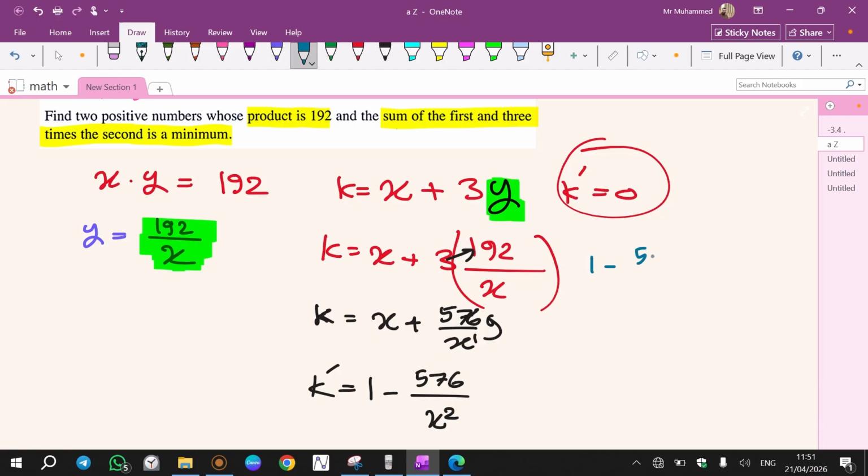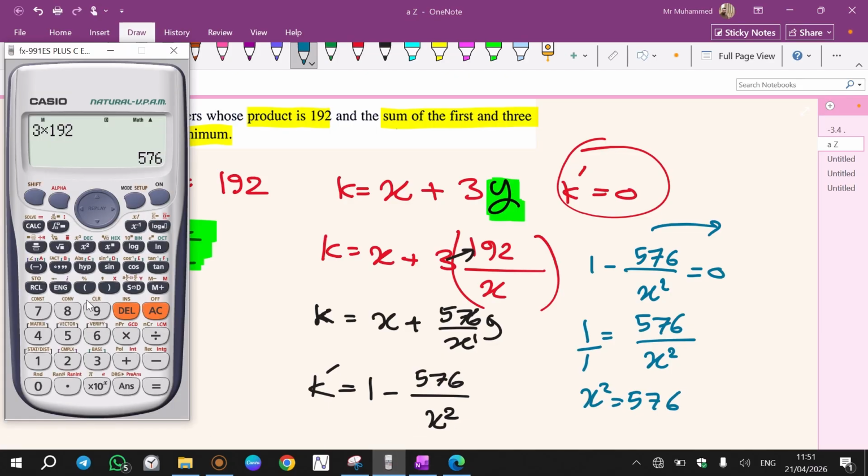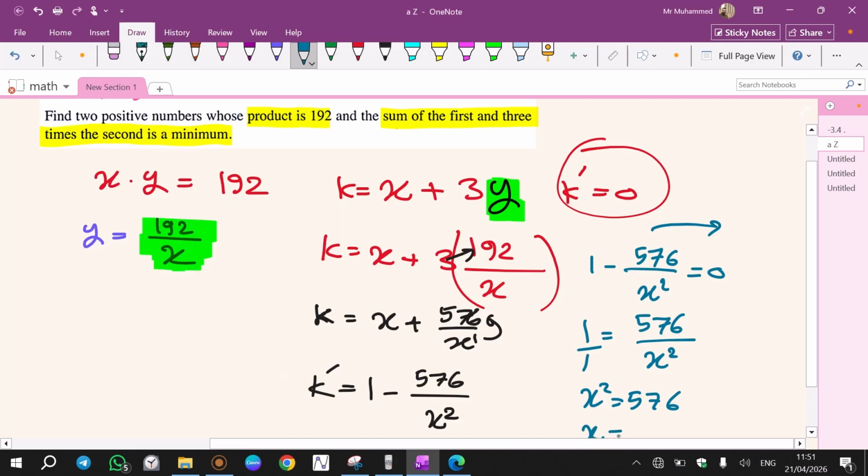I have to equalize this derivative to 0 and find x. 1 minus 576 over x squared equal to 0. The fraction part is negative, send it to the other side. 1 equal to 576 over x squared. Cross multiply, x squared equal to 576. Now take the square root, x equal to square root of 576. The answer is 24. So x equal to 24.